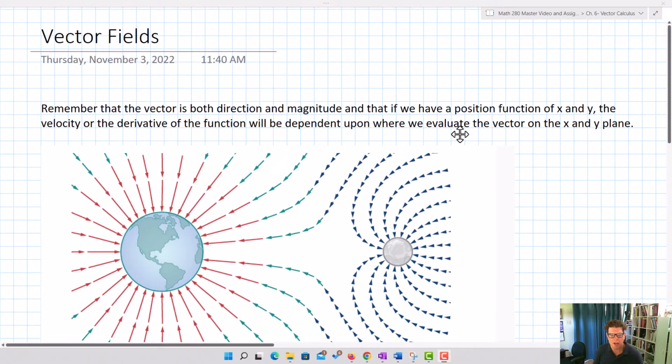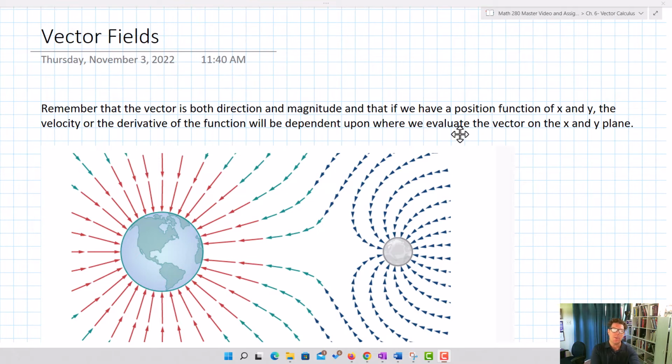All right, so what we're going to talk about now is vector fields. We've got a couple of different concepts that we're going to be working with within vector fields. We're also going to be talking about gradient fields and conservative vector fields. But we'll start out with this basic idea of what a vector field is.